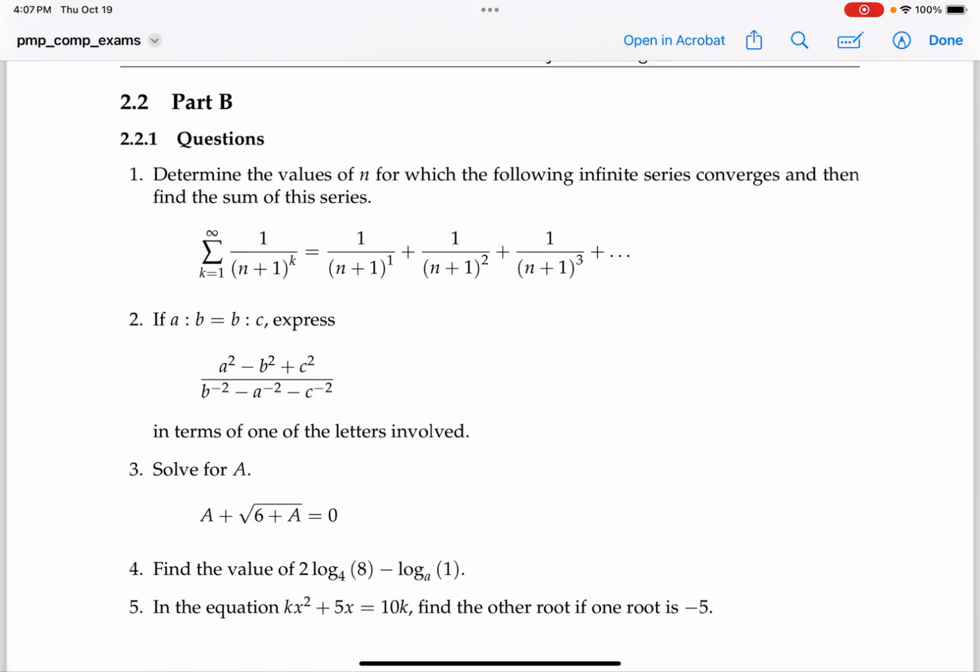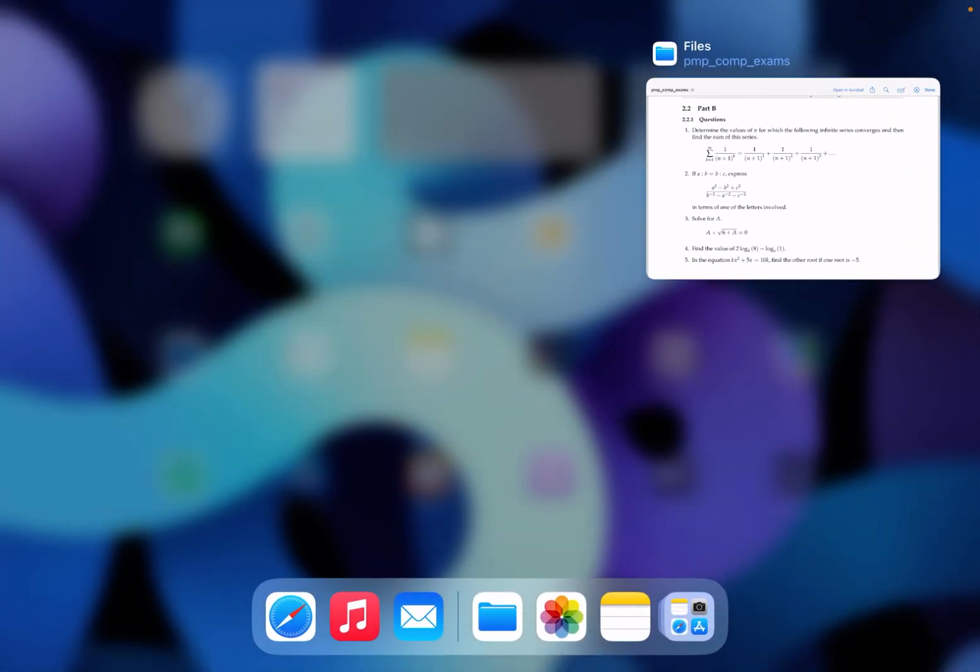Okay, for number one, determine the values for n for which the following infinite series converges, and then find the sum of the series. We're looking at, it looks geometric. So let's go to the whiteboard and talk about that.